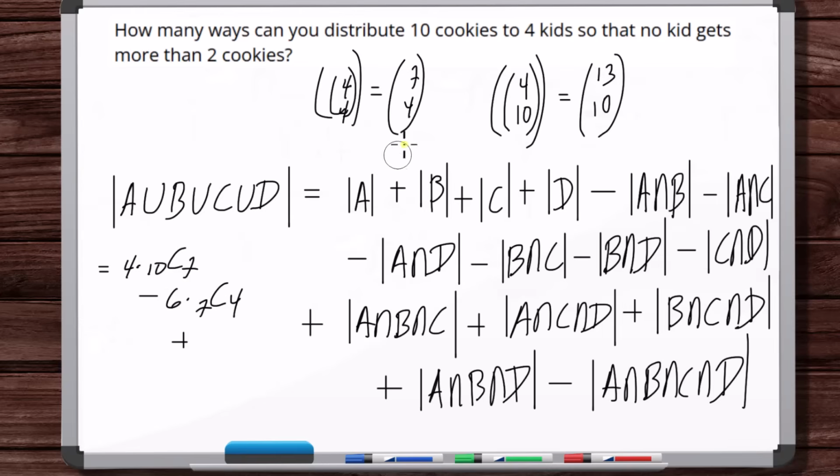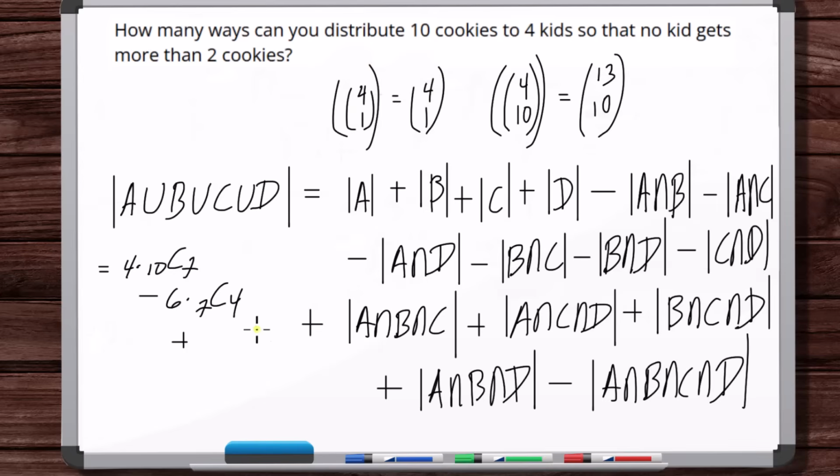Now, for an intersection of 3, we've got 3 kids who have at least 3 cookies. So that's 9 slots taken. You're left with 1 slot. So you're choosing from 4 kids for 1 slot. So 4 plus 1 is 5, minus 1 is 4. 4 choose 1. And there's 4 of these. So 4 times 4 choose 1. So that's A union B union C union D.